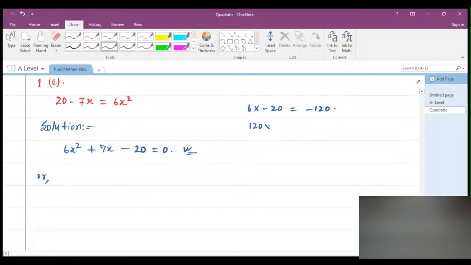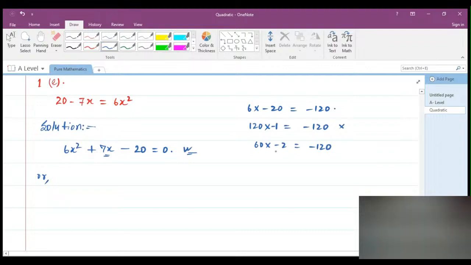120 into 1, or minus 1, equal to minus 120, but the addition is 119, but here the addition should be 7. So this is not suitable. So here 60 into minus 2, we get minus 120, but the addition here will be 58. So this is not suitable.